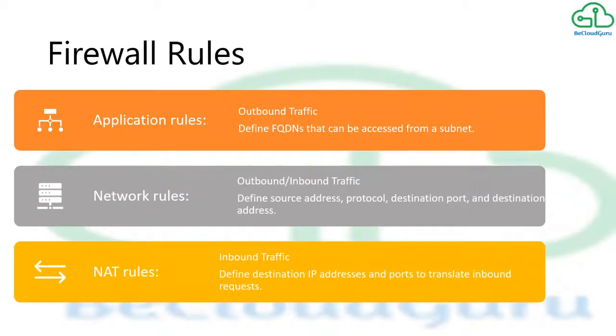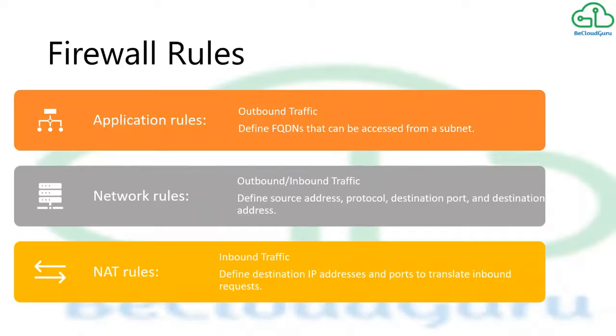Now let's talk about the firewall rules. As I said, we have three different categories. One is the application rule, which is applicable to outbound traffic, and where you will define your fully qualified domain names, which your VMs can access from the subnet protected by the firewall. Then we'll have network rules. Network rules are applicable to inbound as well as outbound traffic, and there you will define the source IP address, the protocol, your source or destination port, and the destination address as well.